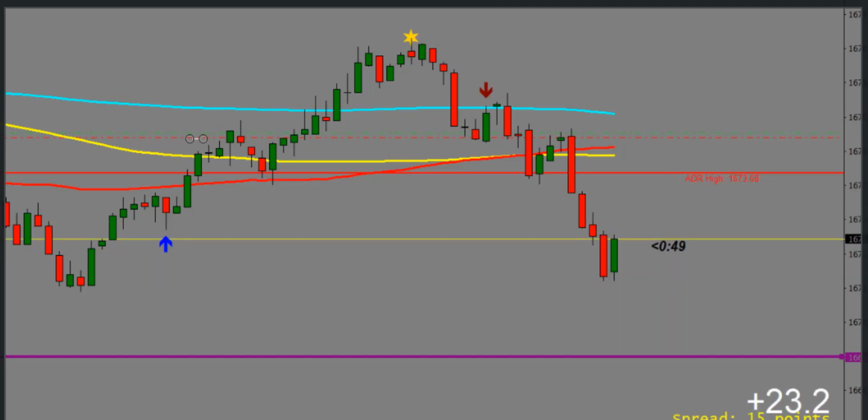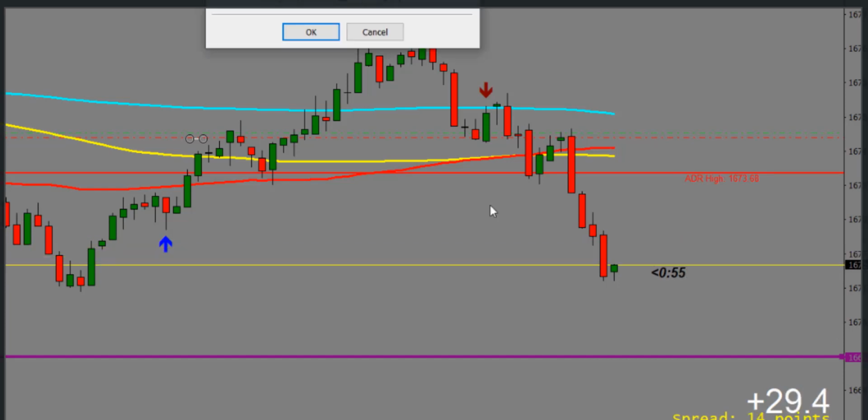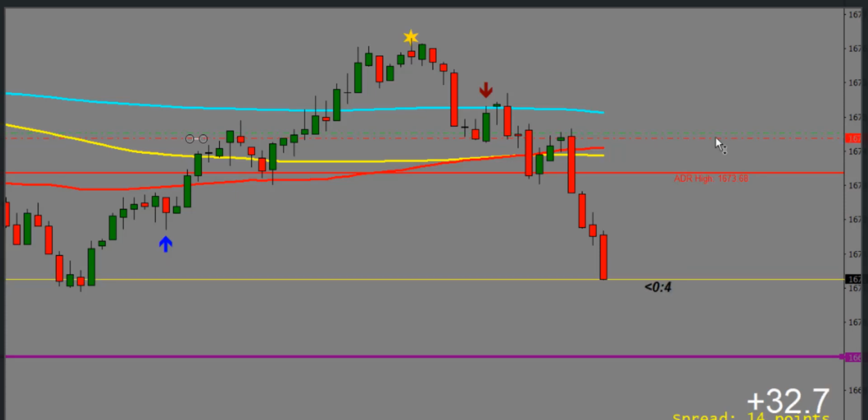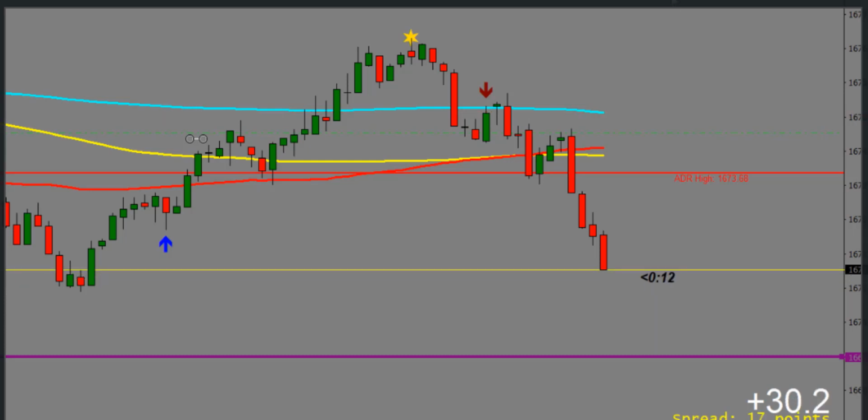It pulled back on me, but it's still running now. So easy. I was setting the trail right there. First position, got my 20. Second position, about 33 pips right now. It pulled back, and we're still rolling. So, guys, look at that again.